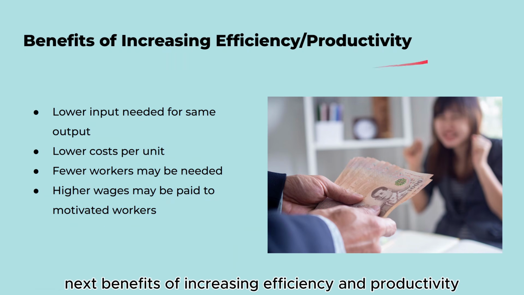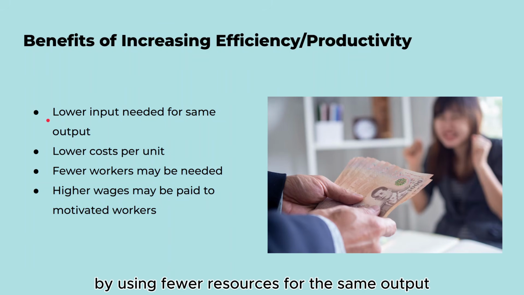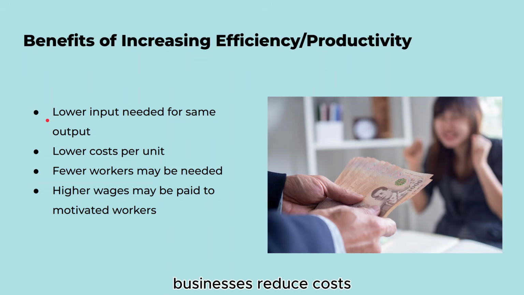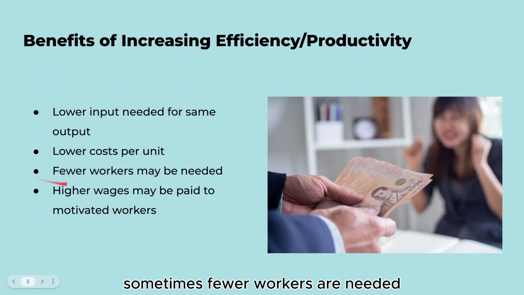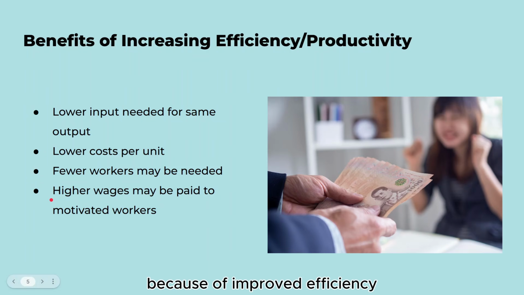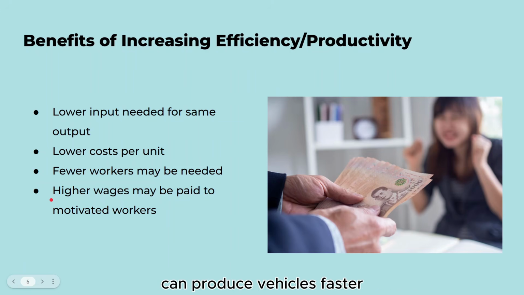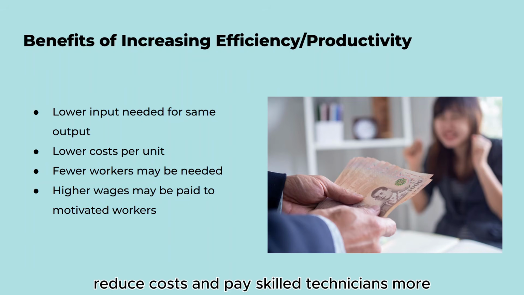Next, benefits of increasing efficiency and productivity. Improving productivity benefits both businesses and employees. By using fewer resources for the same output, businesses reduce costs. Lower average costs mean higher profits and competitive prices. Sometimes fewer workers are needed, but those who remain may earn higher wages because of improved efficiency. For example, a car company using automated robots can produce vehicles faster, reduce costs, and pay skilled technicians more.